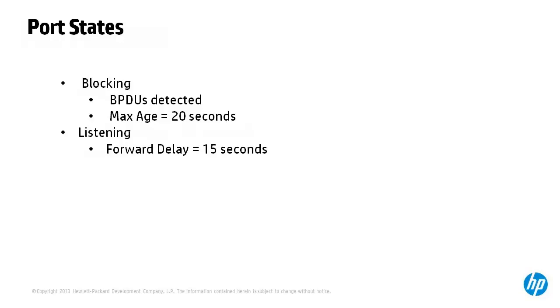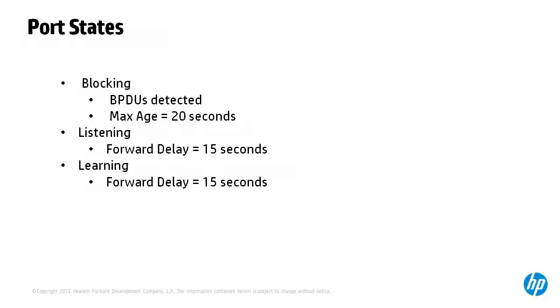During the listening state, the root bridge is elected. Root ports are chosen, and designated ports will be chosen. So the root bridge is chosen, one per topology in 802.1d. A root port is chosen, one per switch, that's not the root bridge, and a designated port is chosen on a per segment basis. The port will then transition to the learning state, which lasts for a period of 15 seconds, also the forward delay.